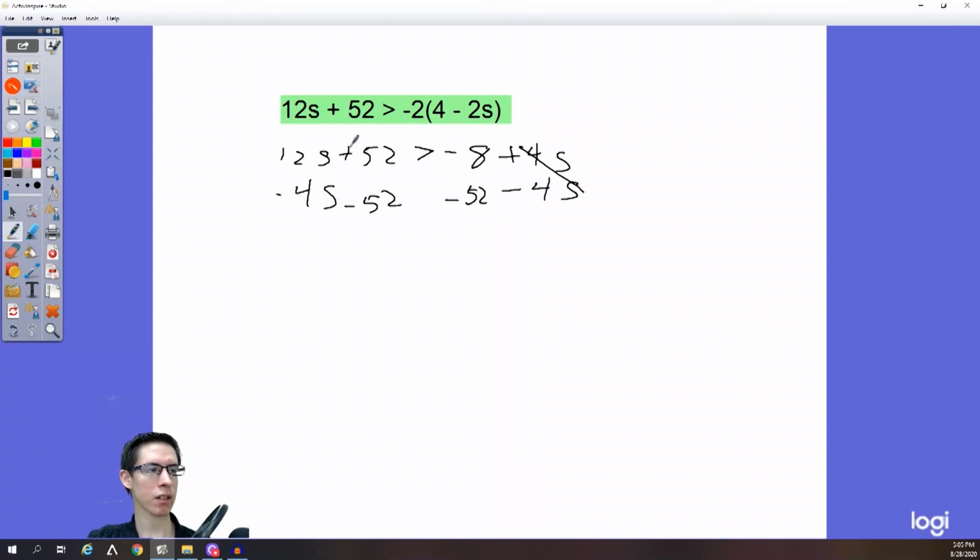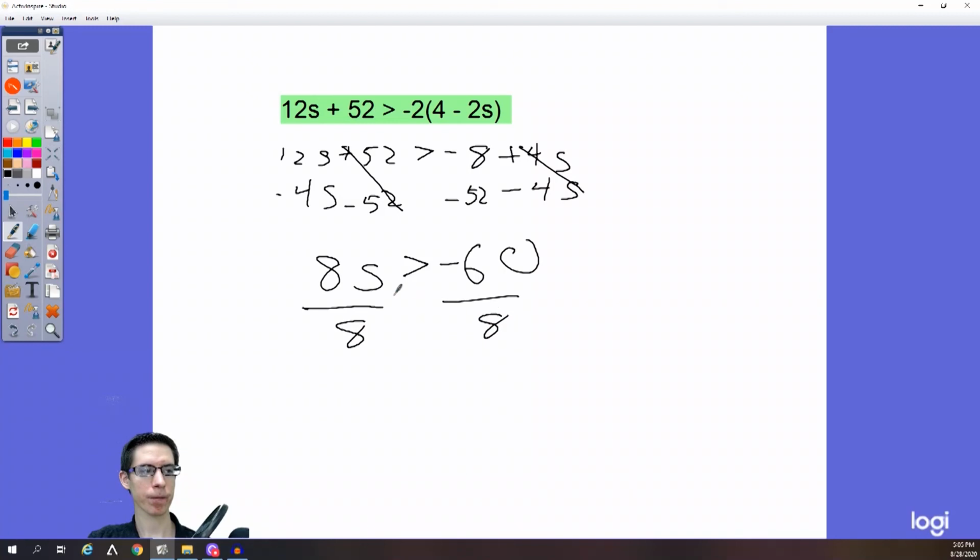That's going to cancel there. That's going to cancel there. 12s minus 4s is going to be 8s greater than negative 8 minus 52. Both of those are negative numbers, so we add the values, keep that negative sign. We get negative 60. And now we need to divide by 8. s is going to be greater than, both of those are divisible by 4, so let's say negative 15 over 2.